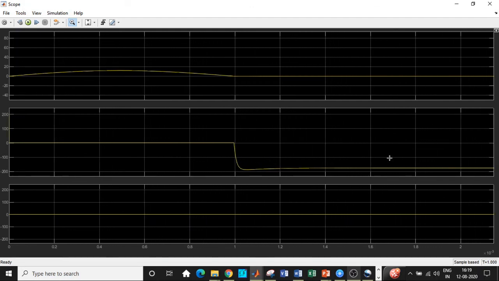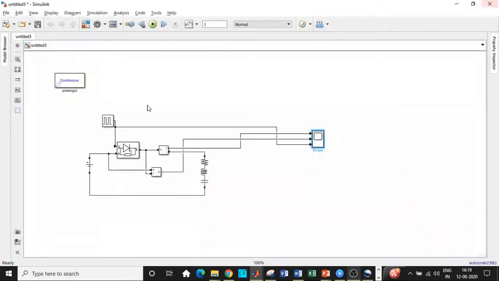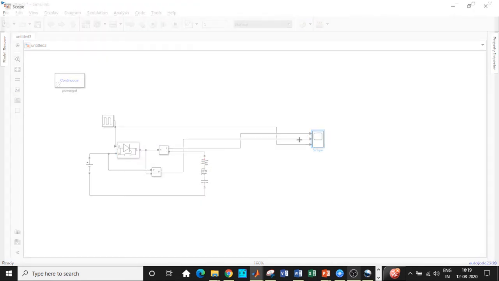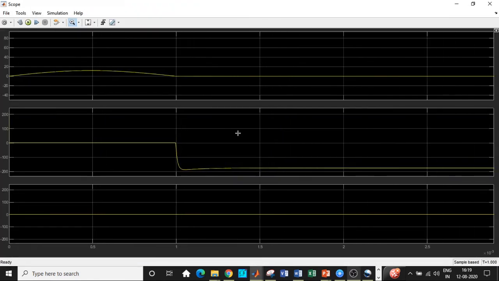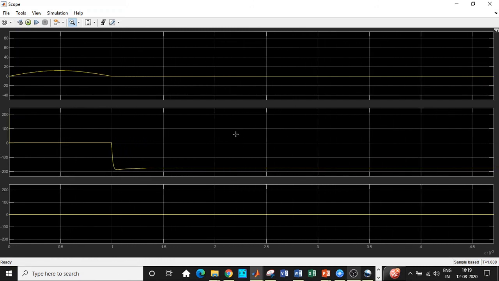The reason why we are not getting exactly minus 200 volt is because we have snubber resistance and capacitance internally within the thyristor as well. So there will be slight deviations, and there will be a certain voltage drop as well. That's the reason why we're not getting exactly minus 200 volts. So over here, this is the nature of waveforms that we are supposed to get.